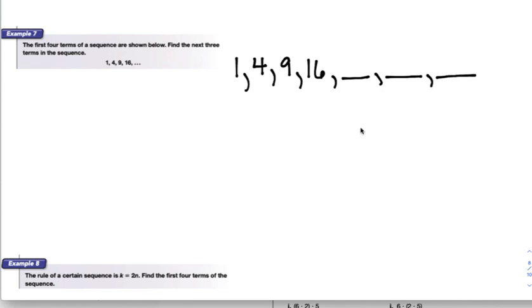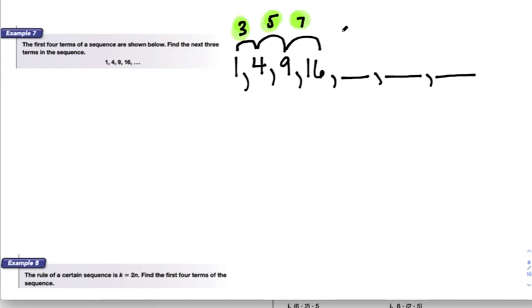But if you couldn't see what's happening, you might want to play around and say, okay, well, what's the distance between 1 and 4? And the distance between 1 and 4 is 3. And then you might say, well, what's the distance between 4 and 9? And that's 5. What's the distance between 9 and 16? That's 7. And so what you might observe is that these numbers are odd numbers increasing. They're consecutive odd numbers. So the next odd number jump might be 9, right? So if I add 9 to 16, I'm going to get 25.